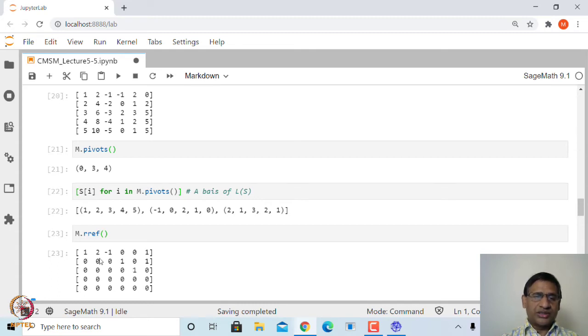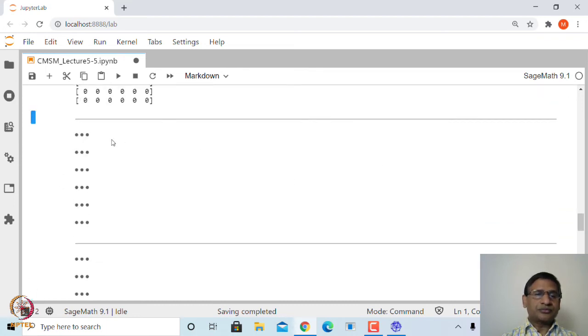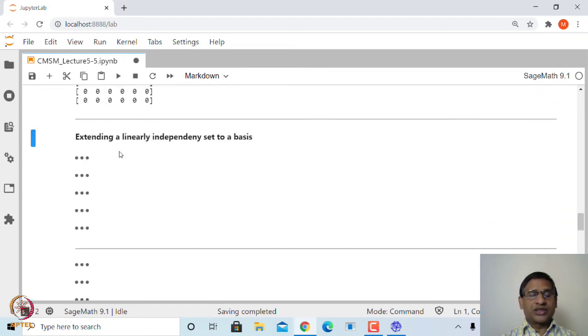Second column is twice first column, so that's not a pivot. Third column is also minus 1 times the first column. So fourth column is linearly independent with the first column. So first column, fourth column, and this fifth column, they form a basis. The last column is actually a linear combination of first and fourth, right. Let us look at another example.